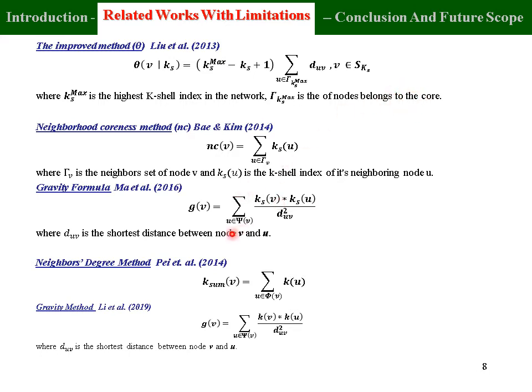Now this U belongs to psi V. This psi V is the set of nodes depending on how many layers, how many hops, we want to consider. If we only want to consider the nearest neighbors, then this d will always be 1 and U will belong only to the first neighborhood. If psi V may contain a two-hop neighborhood, then the first neighbors and the second neighbors.